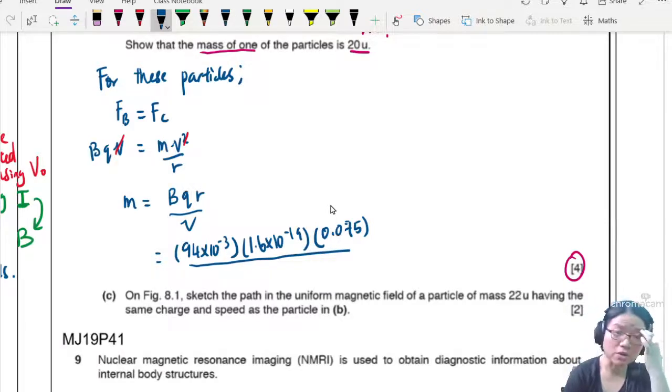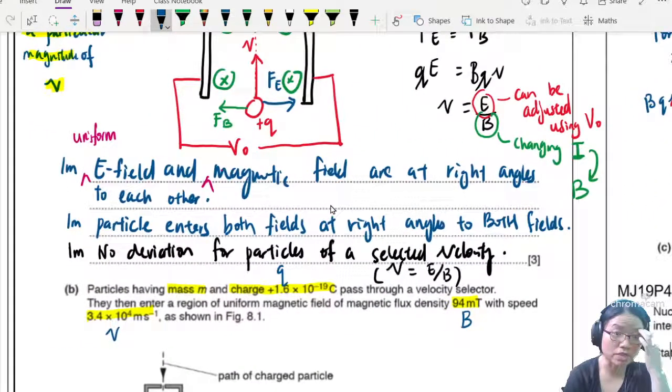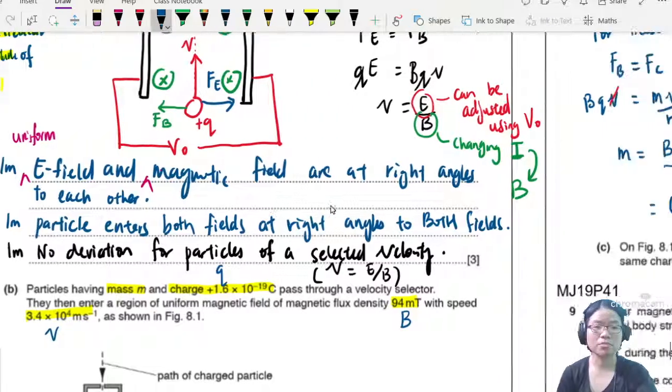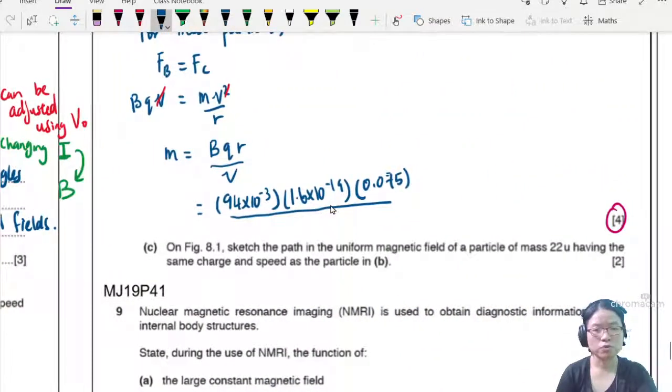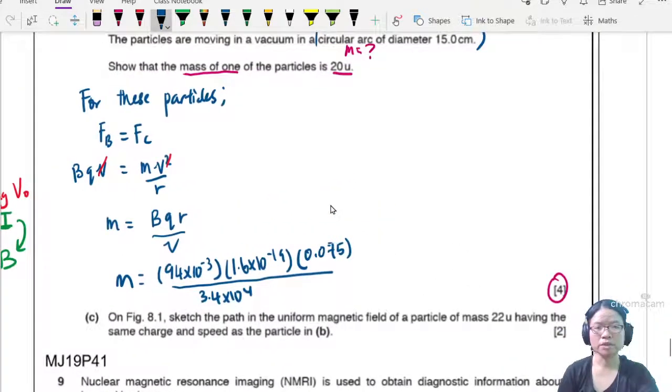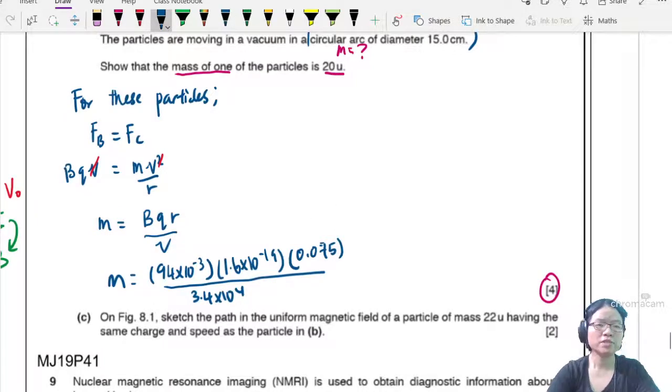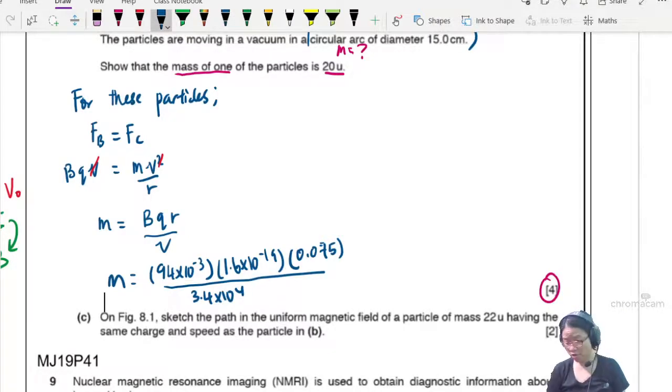And what is the velocity of the particle? Again, also given. 3.4 times 10 to the power of 4. So I'll put this here. This is my m. Okay? So always start with this one. And then try to rearrange based on what is needed from the question.